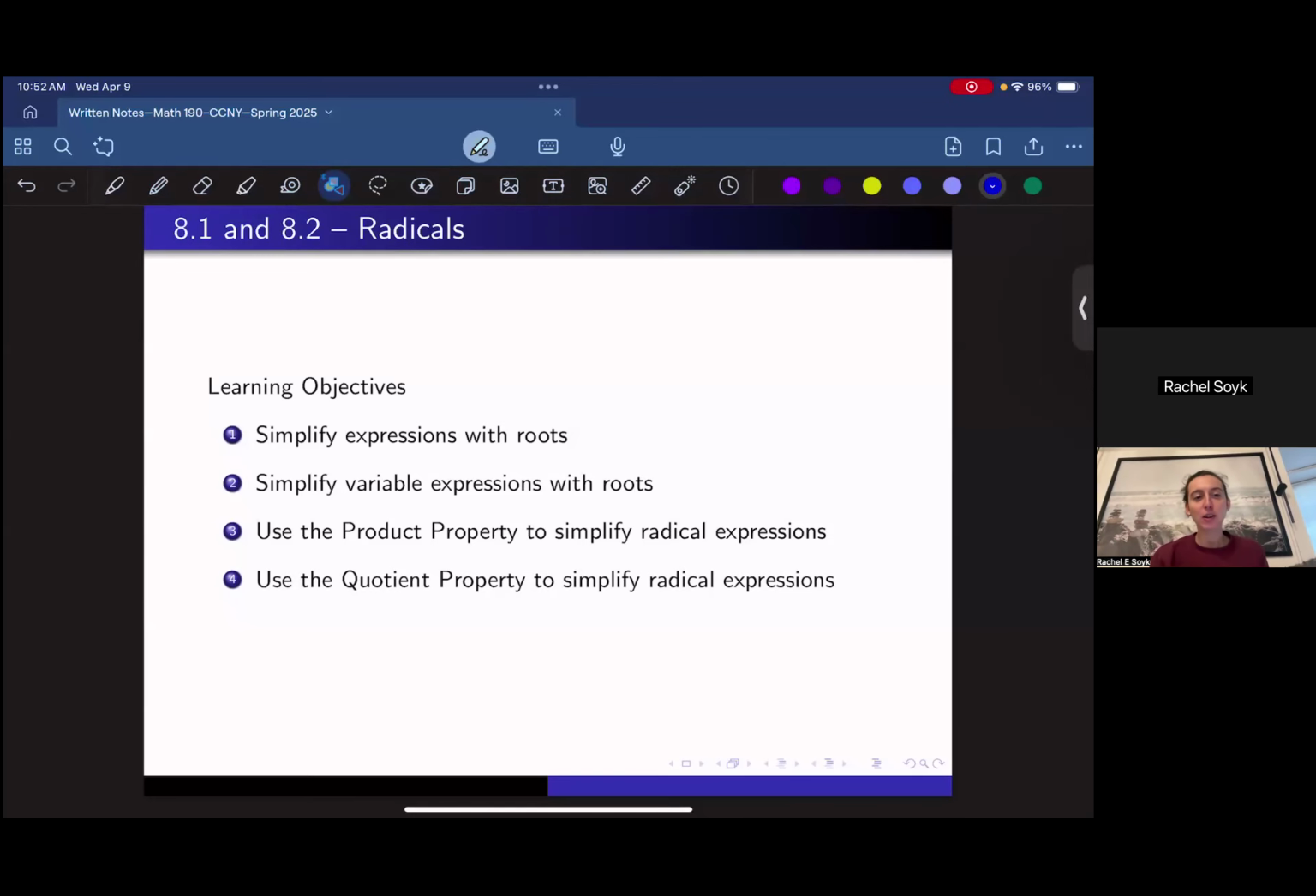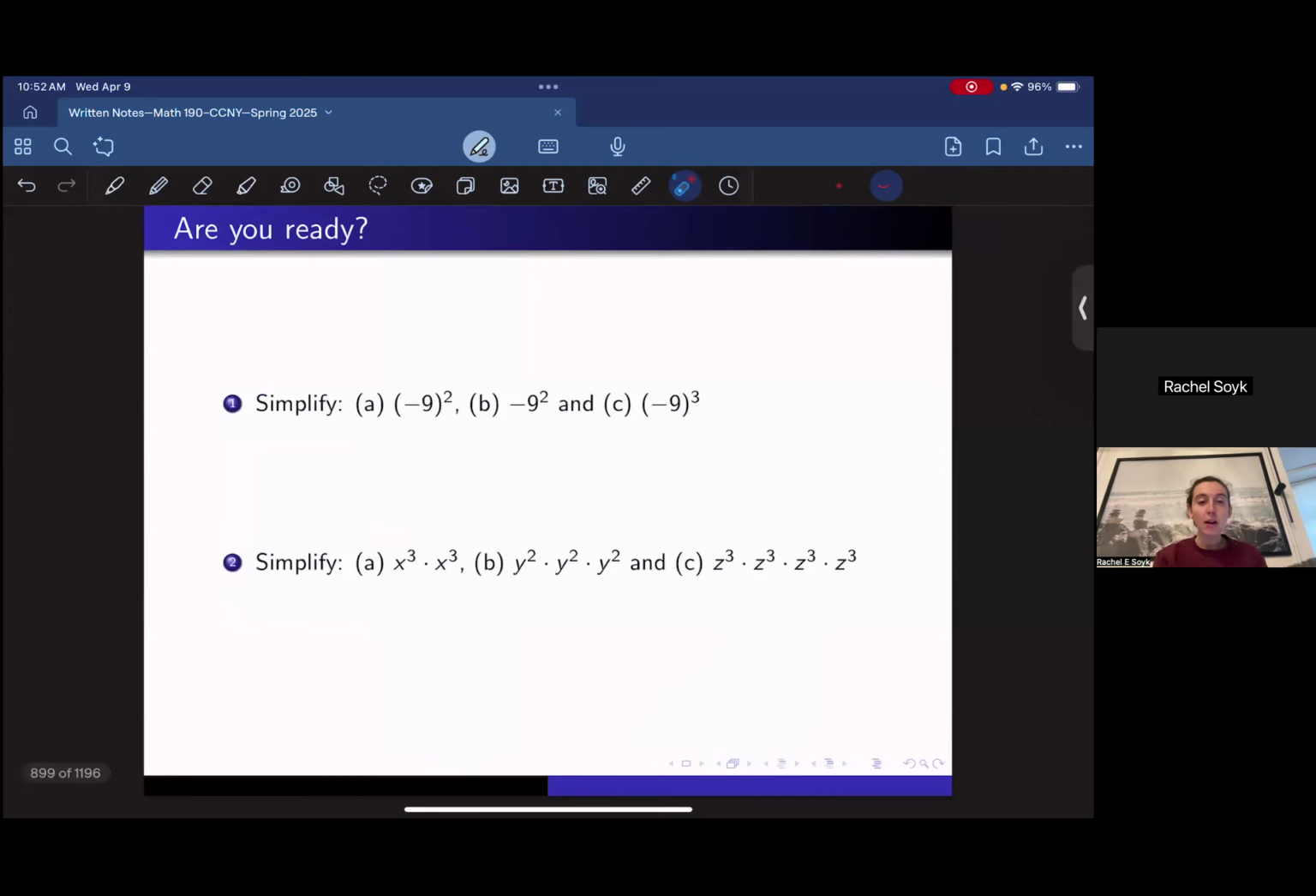Hi, everyone. So today we are going to be reviewing our radicals, sections 8.1 and 8.2, which begins our unit/chapter 8. The learning objectives for today are being able to simplify expressions with roots, simplify variable expressions with roots, and then use the product property and quotient property to simplify our radical expressions. Why don't we start with a few warm-up problems?